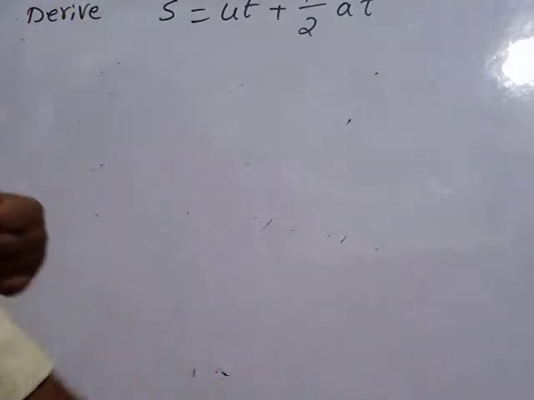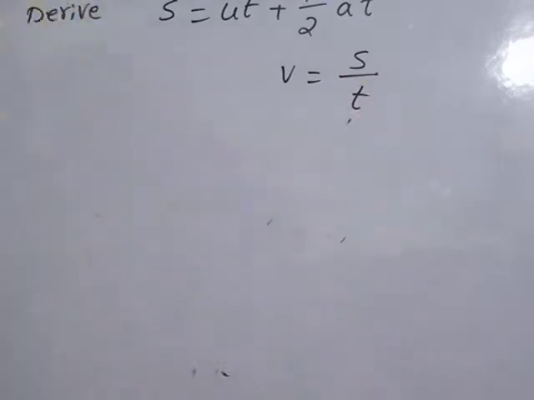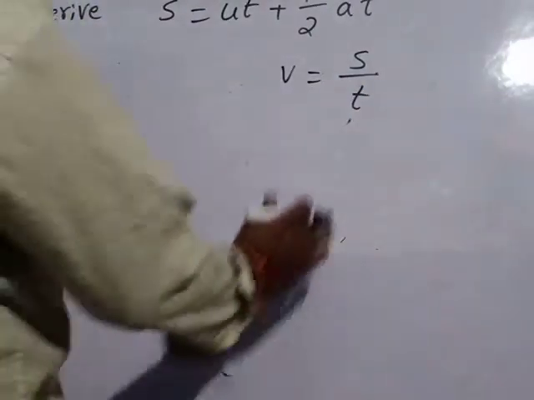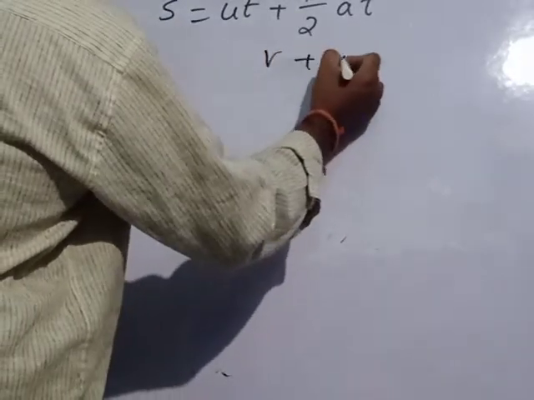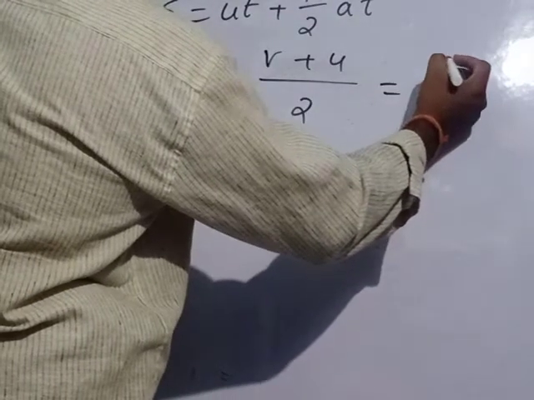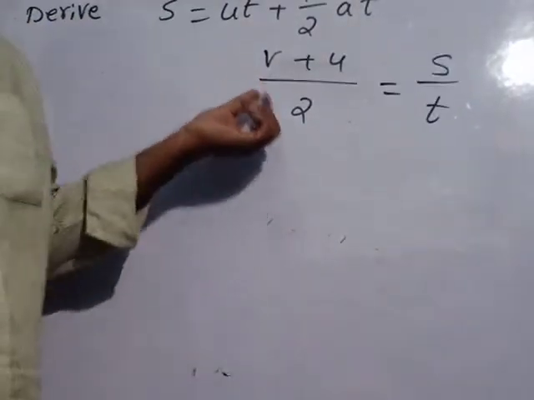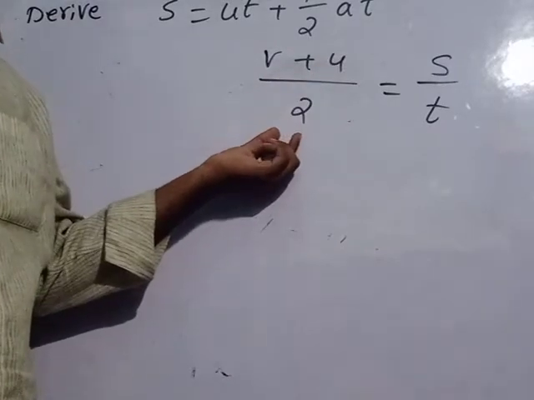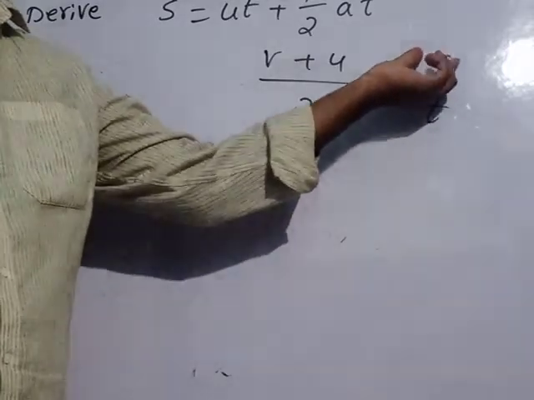Now again, you know the formula for velocity. Velocity is equal to simply displacement by time. Clear? But what is the average velocity? (V plus U) by 2. This is the formula for average velocity. So now, first of all, the average velocity is equal to S by T. Both are the same. Generally, average velocity is equal to (V plus U) by 2 by using the mean formula. But according to the definition, average velocity is equal to displacement by time.